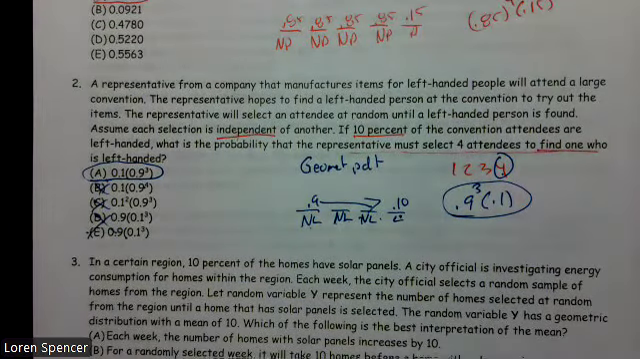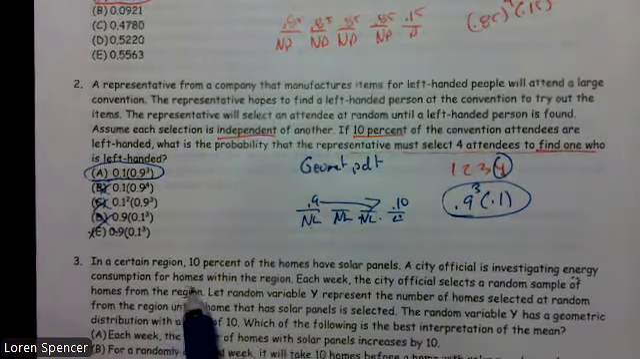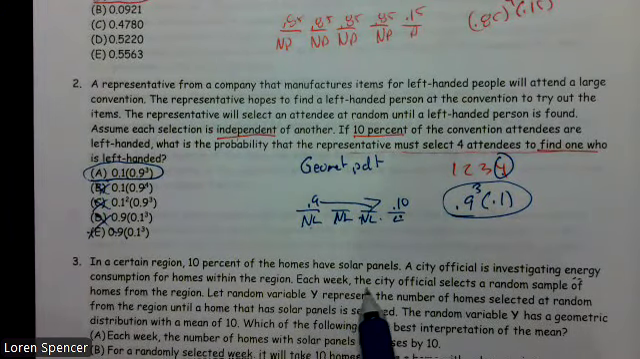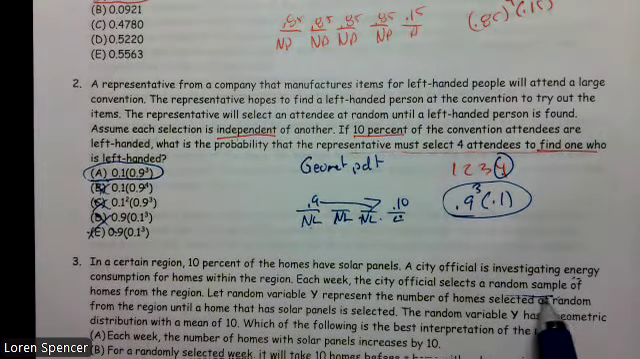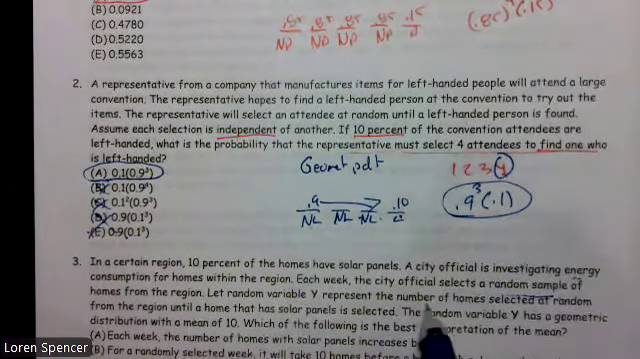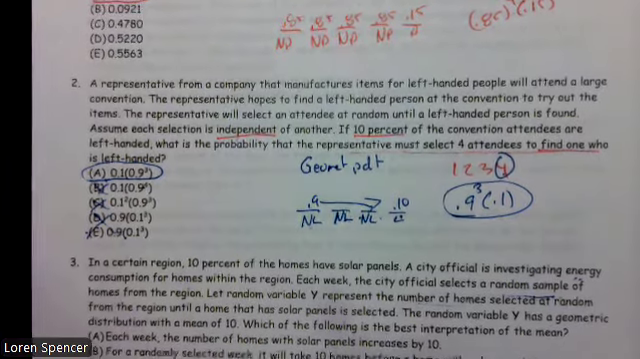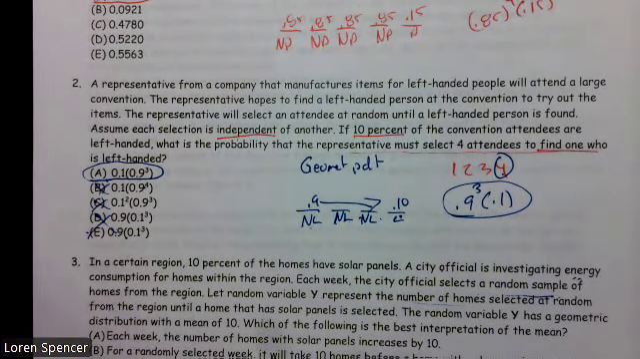All right, number 3. In a certain region, 10% of the homes have solar panels. A city official is investigating energy consumption for homes within the region. Each week, the city official selects a random sample of homes from the region. Let random variable Y represent the number of homes selected at random from the region until a home that has solar panels is selected. The random variable Y has a geometric distribution with a mean of 10. Which of the following is the best interpretation of the mean?